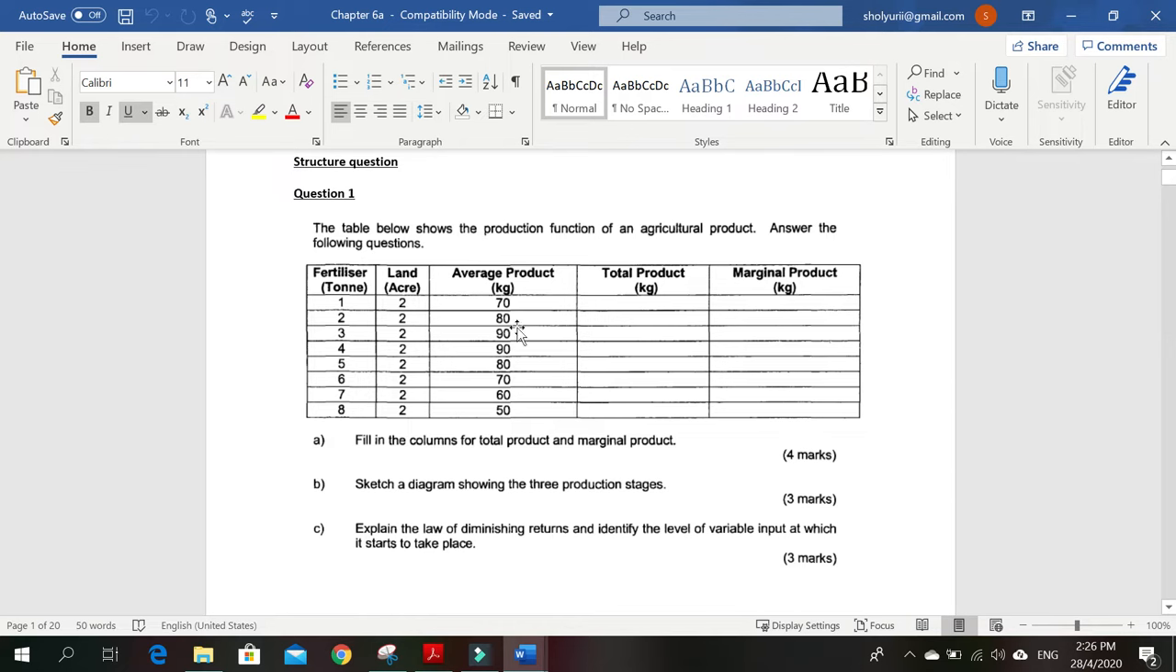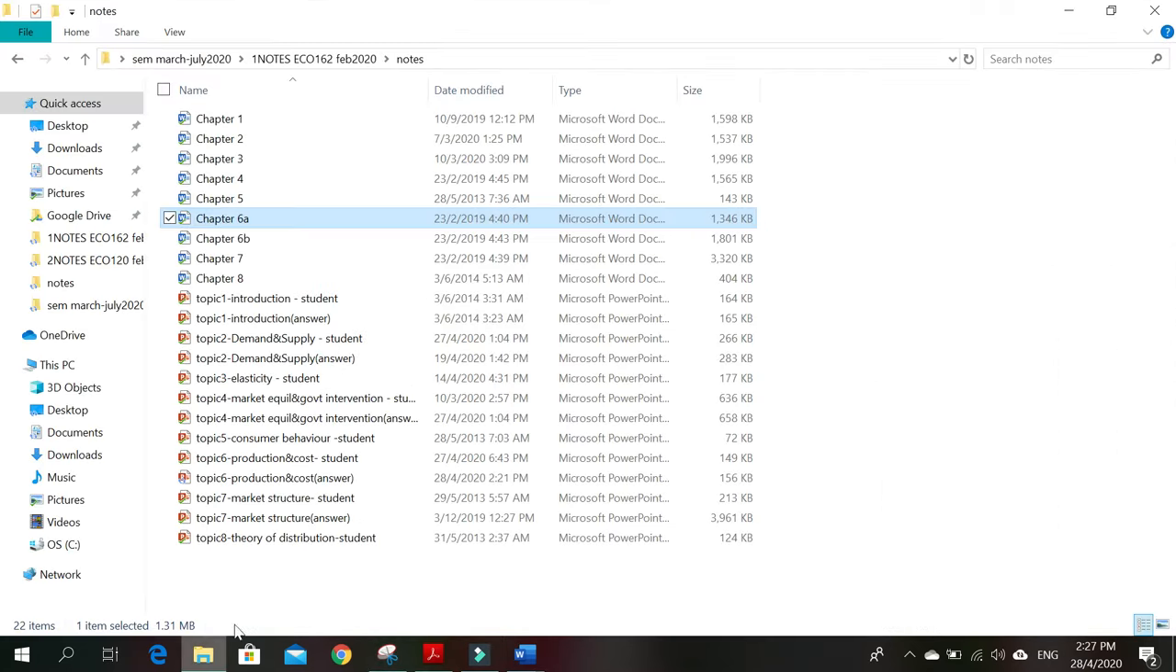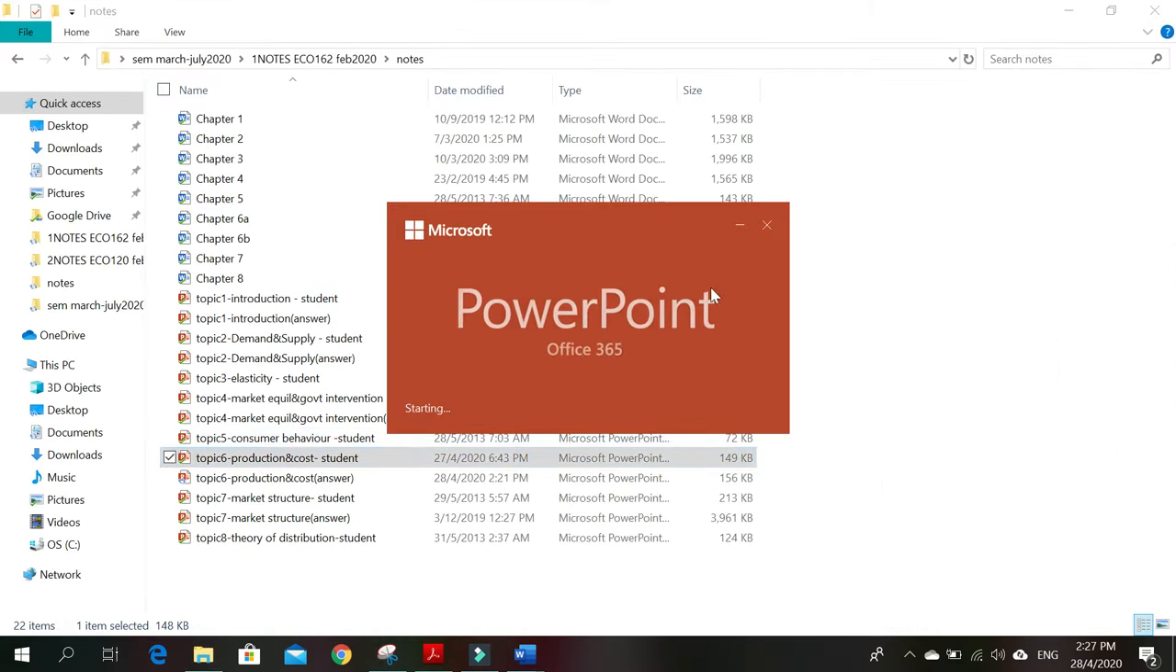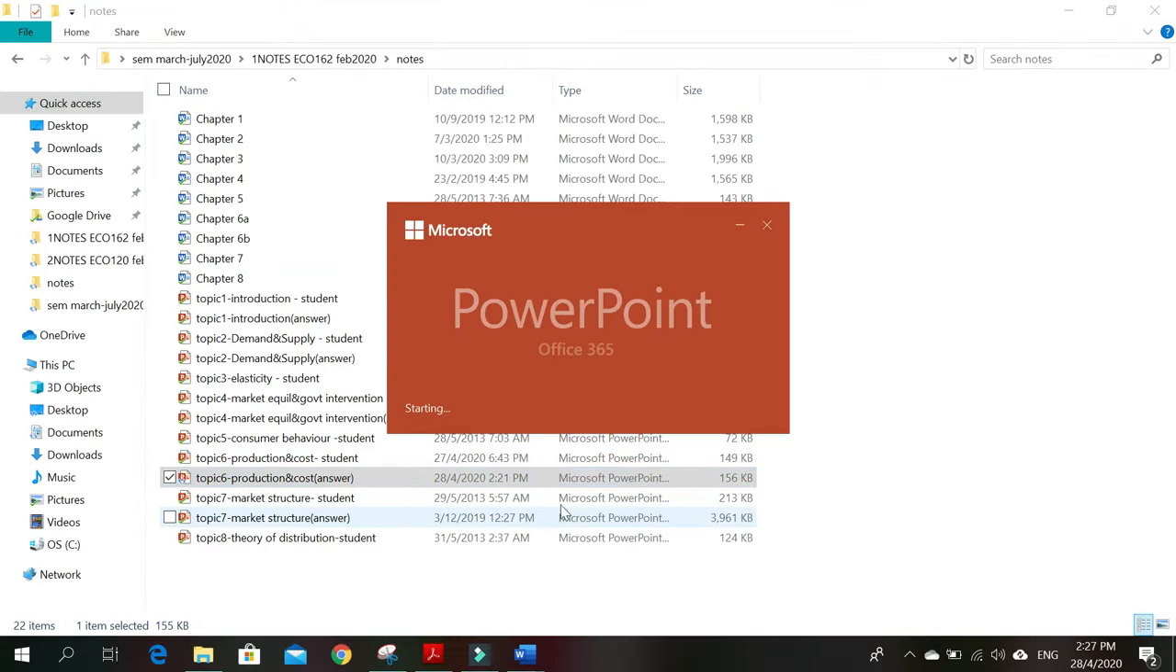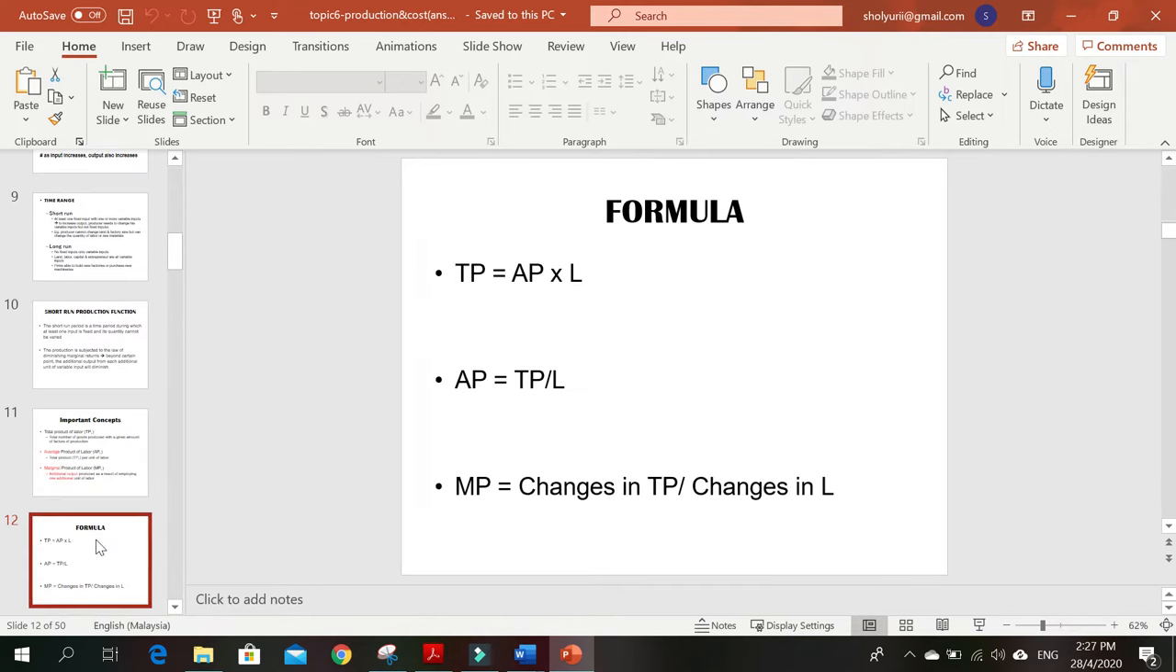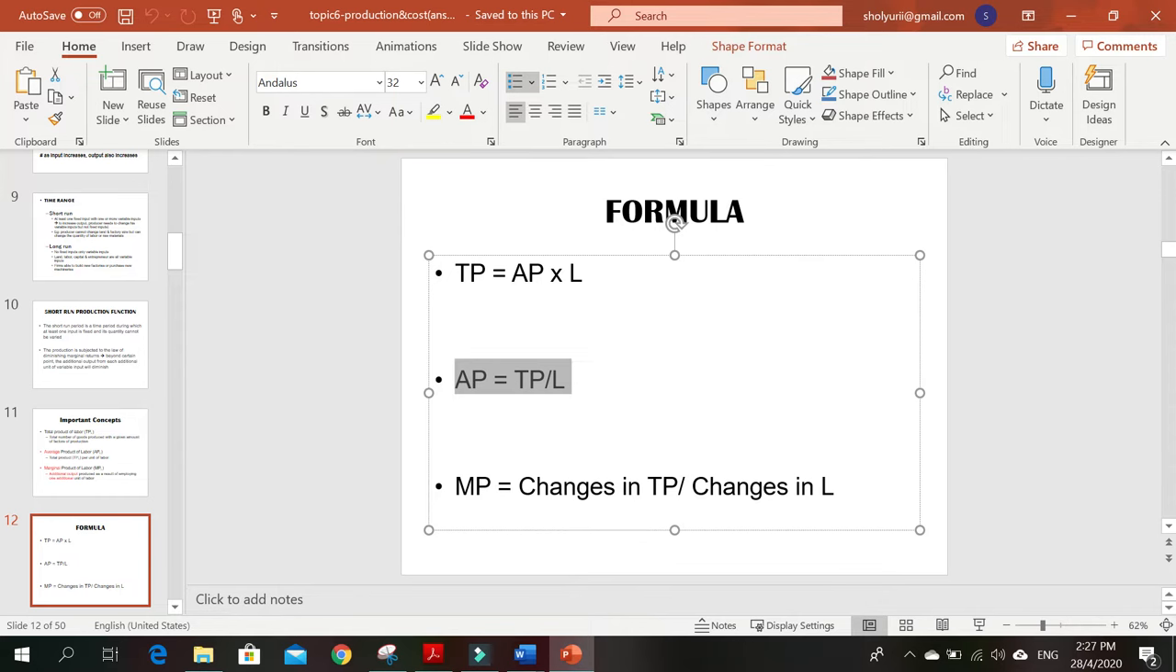So in this case, they have the columns for average product, total product, and marginal product. I've told you, normally they'll give this information, the total product. But in this case, they give the information of average product. So how to do this? Okay guys, no need to panic because you have the formula. Go back to the formula. So this is your formula. To find average product is basically total product divided by labor. So if you manipulate this formula, you can get another formula, isn't it?